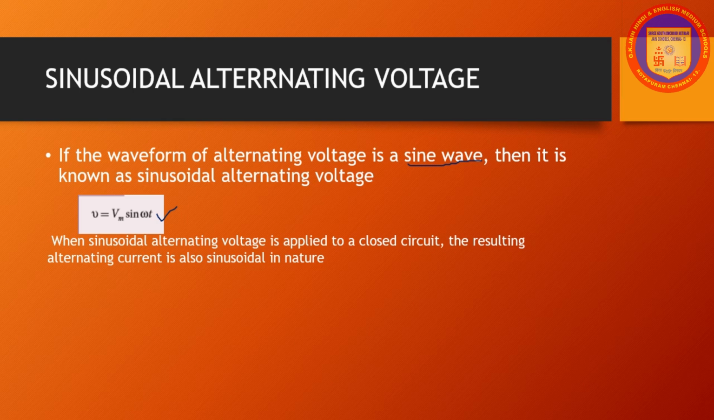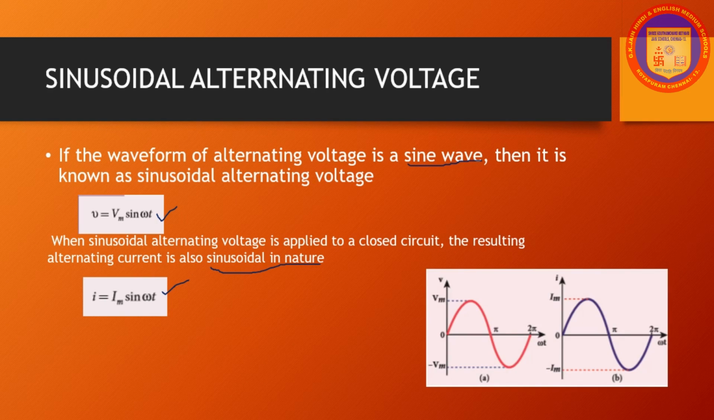When the sinusoidal alternating voltage is applied to a closed circuit, the resulting alternating current is also sinusoidal, which is given by the equation I = Im sin ωt, where Im is the maximum value of the alternating current. The direction of the sinusoidal voltage or current is reversed after every half cycle, and its magnitude is also changing continuously, that is shown in the diagram.